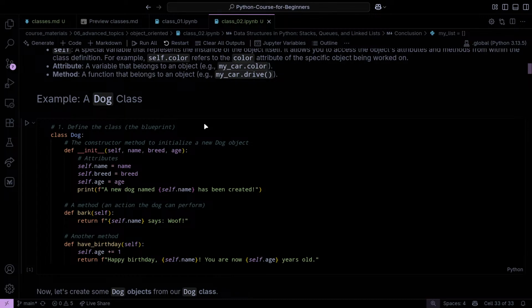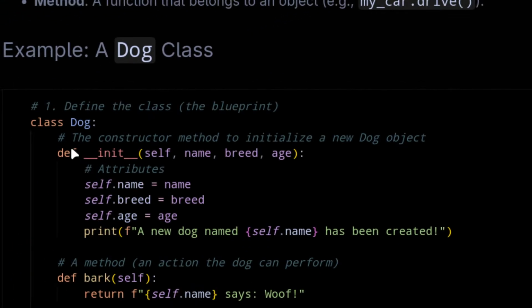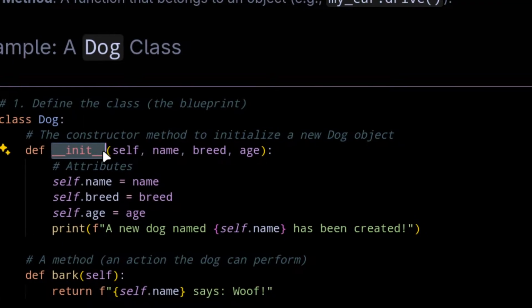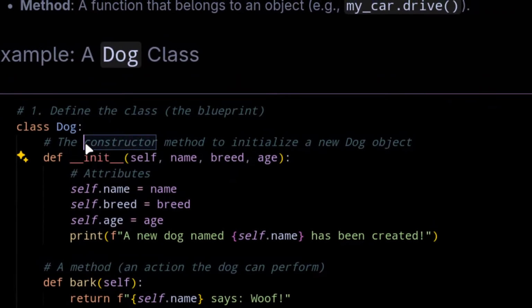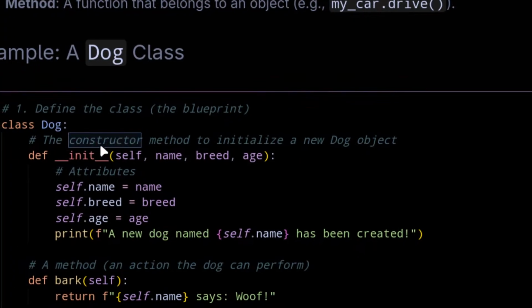Now, what are we doing here actually? We are creating a function. You can see that init function. Now this is called a constructor. So this is the constructor method. Now what is actually a constructor method?